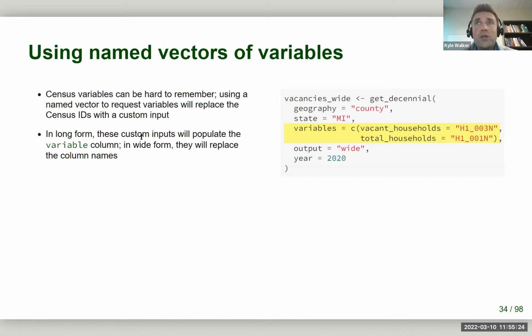If you don't want to have those ambiguous census ID codes in your output data set, you can use something called a named vector, which you can see here highlighted on the screen, where you tell tidycensus, this is what I want the variables to be called. And so in long format, those custom inputs will populate the variable column, and then in wide form, they'll actually replace the column names.